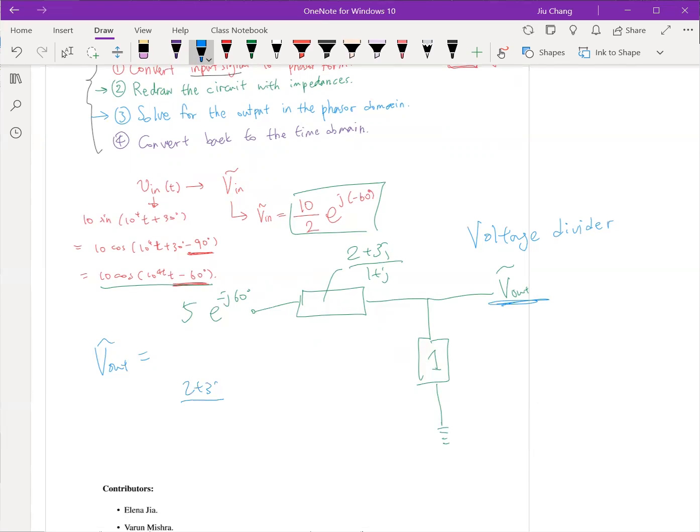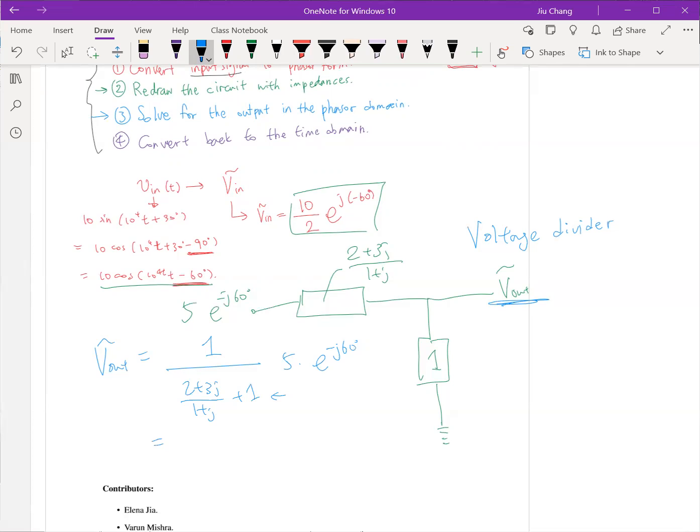the sum of two impedances on the denominator and 1 on the numerator. And then we multiply this by our V input phasor.